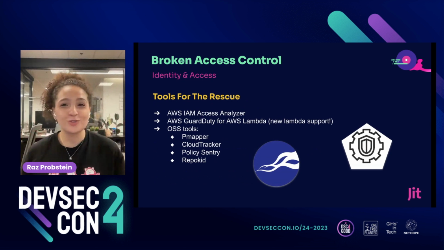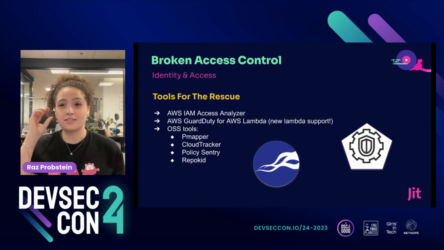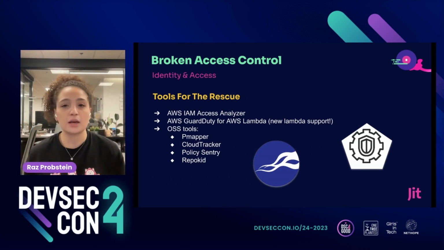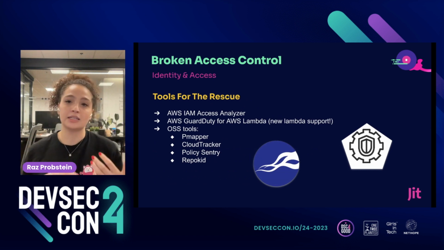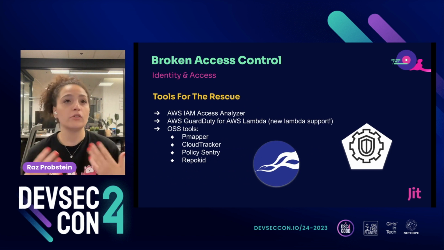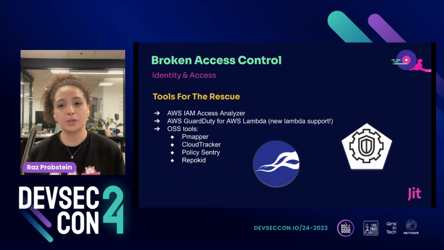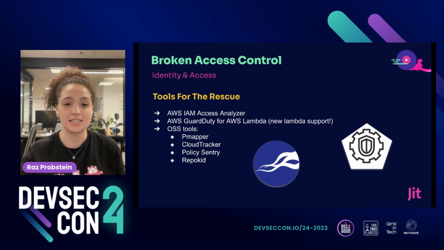Here are some great tools for the rescue. I'm not going to describe all of them, but just for example, PMapper, Principal Mapper. This is a script and a library that identifies risk in the configuration of IAM. We have Policy Sentry. This is an AWS IAM least privilege policy generator, auditor, and analysis database.